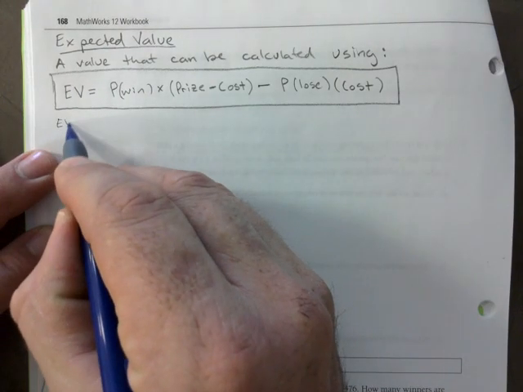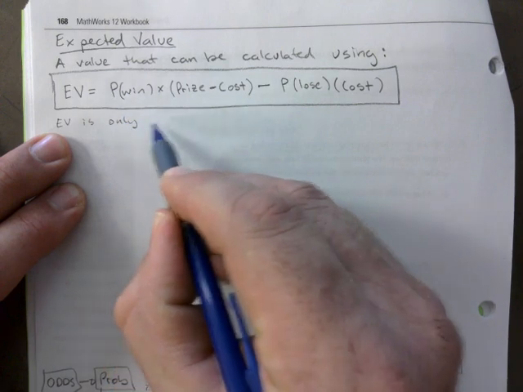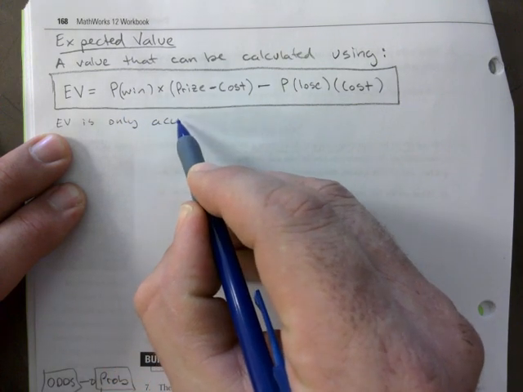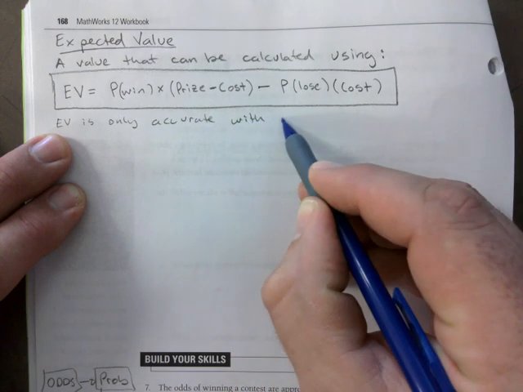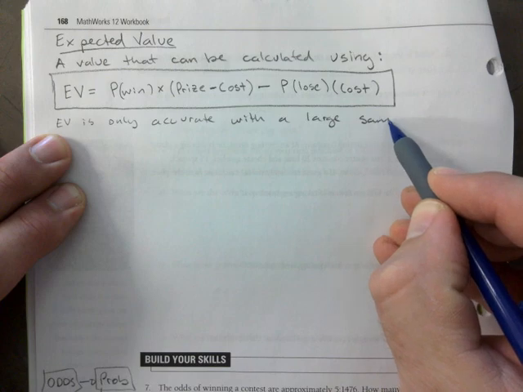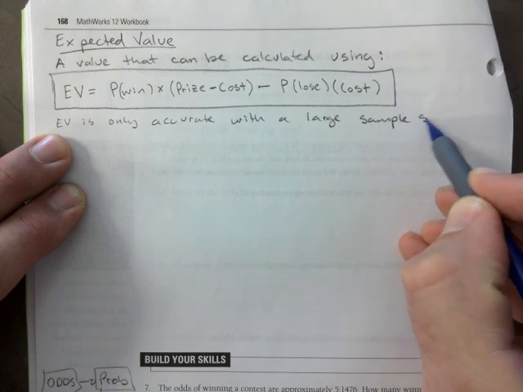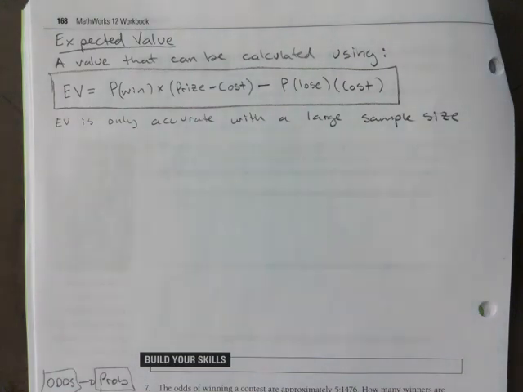Expected value is only accurate with a large sample size, meaning you're going to have to play the game a bunch of times, a significant amount of times, before this is actually going to end up being an accurate representation. Okay?